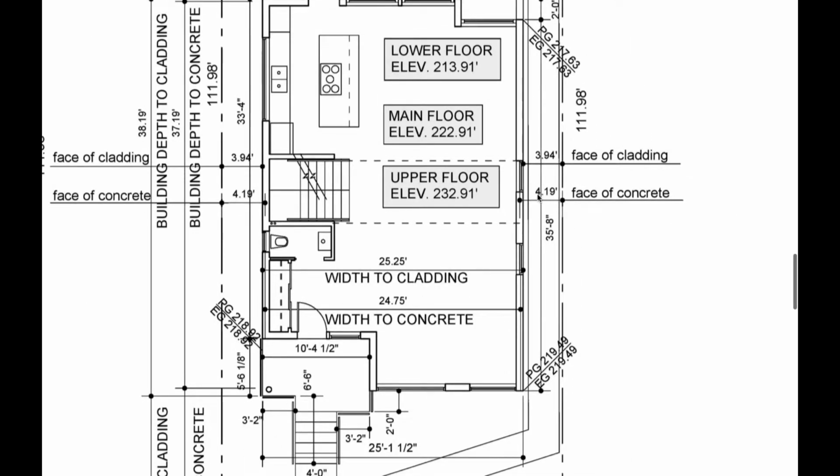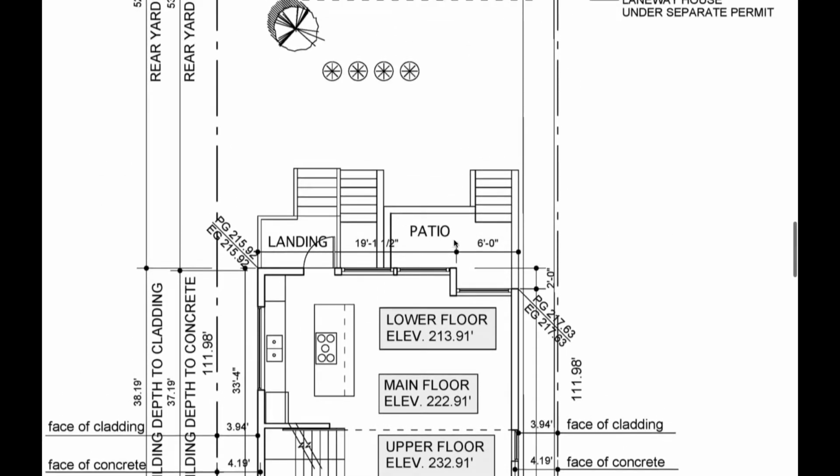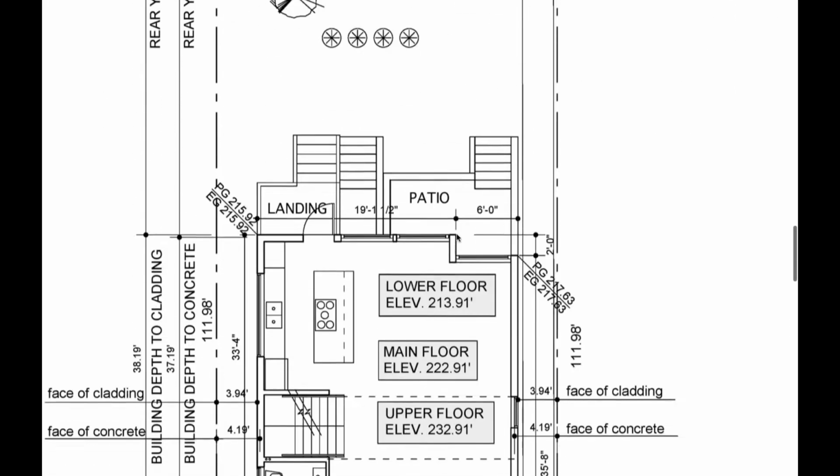You have a bunch of measurements here from the face of the concrete to the outside of the wall, and then you can see at the back of the building that there is going to be a patio and a landing. Now there's a few sets of stairs coming out of the back of the building, and so that indicates to me that there might be a secondary suite. So we'll take a look at that.